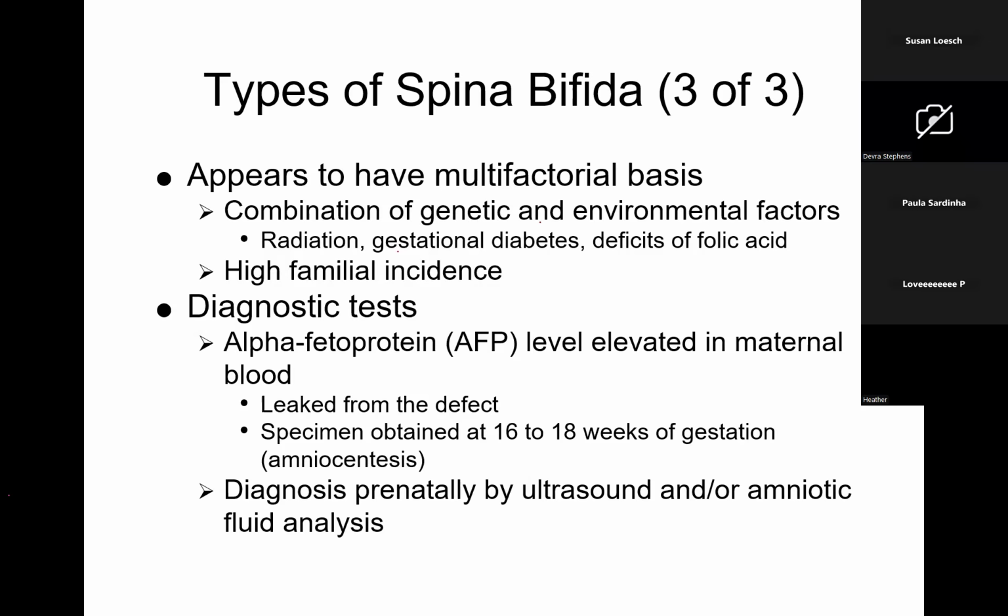Environmental factors are radiation exposure, gestational diabetes, and deficits of vitamin A or folic acid. So we recommend folic acid supplements, and we do that teaching to anybody at risk for becoming pregnant. Alpha-fetoprotein leaks into the amniotic fluid from the defect around the fetus. So sometimes we can see this when we draw the amniotic fluid or do an amniocentesis. Also, we can look for the spina bifida as well.